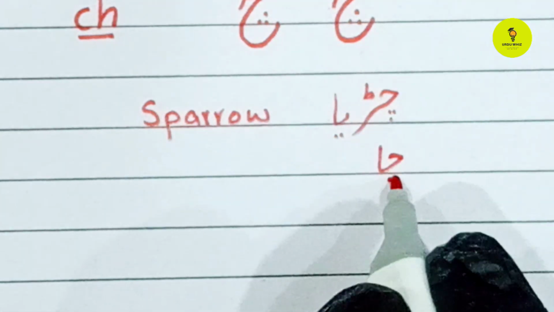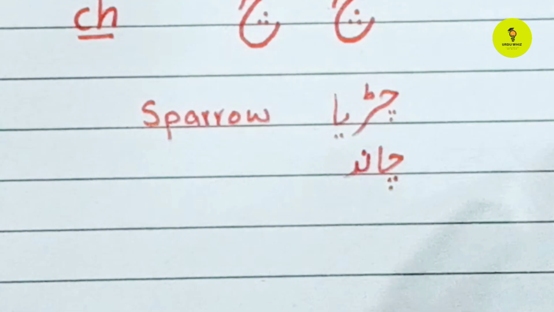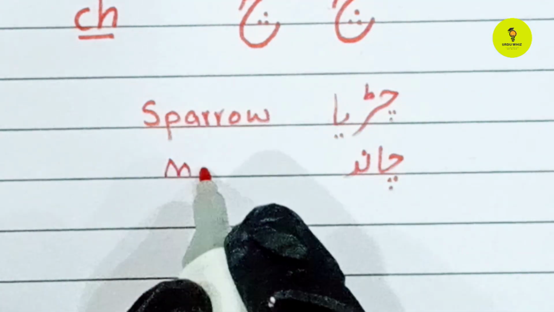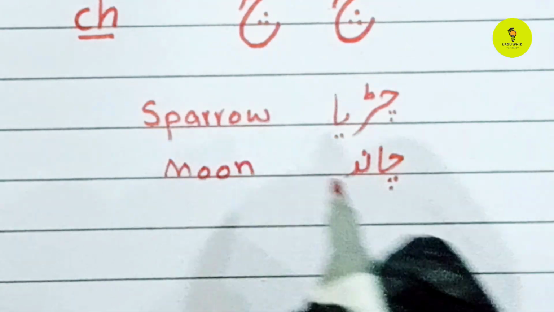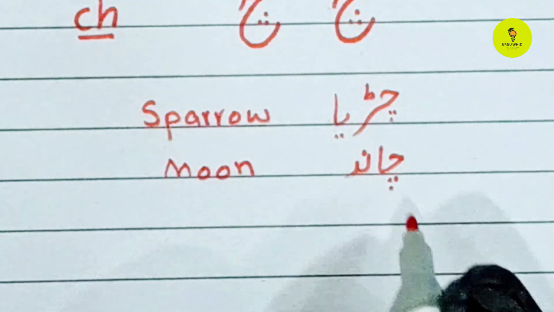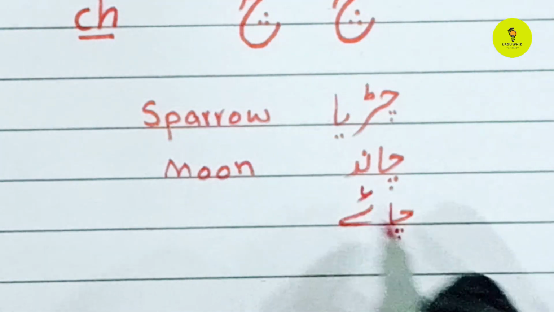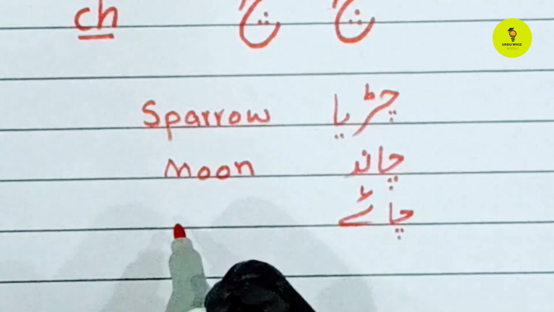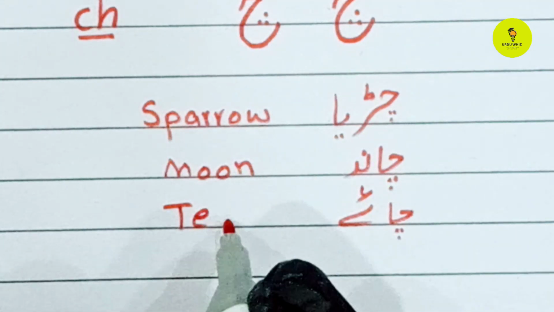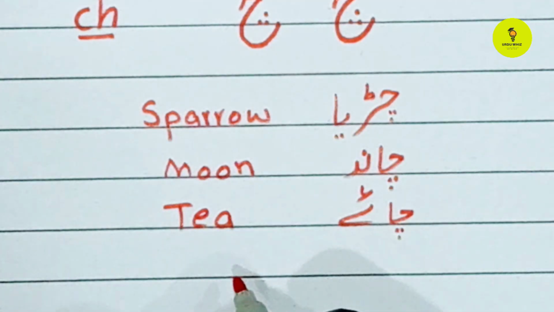In Urdu, Chand, and in English, moon. In Urdu, it's chai, and in English, it's tea.